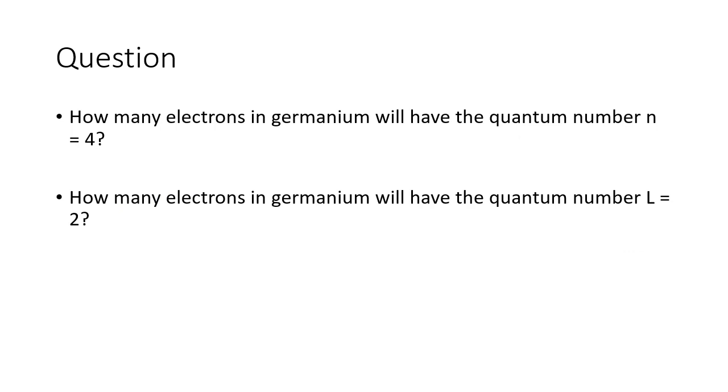How many electrons in germanium will have the quantum number n equals 4? For this type of question, it will actually help to write down the full, complete electron configuration, because we can then identify what electrons have n equals 4 as their quantum number and what have l equals 2 as their quantum numbers. So germanium has 32 electrons.